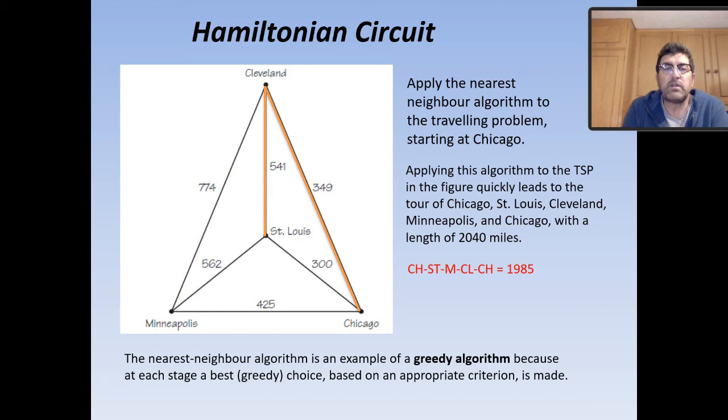Okay, so if we look at another journey from Chicago to Cleveland to St. Louis, then to Minneapolis, and then back to Chicago, we have the least journey, the journey that does not start with the shortest edge. Okay, that journey is the most economic journey, 1,877 miles. So yes, the nearest neighbor algorithm does get close to the optimal journey, but doesn't always guarantee you the optimum journey.